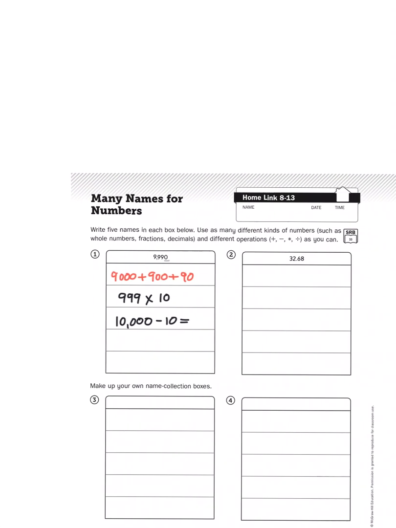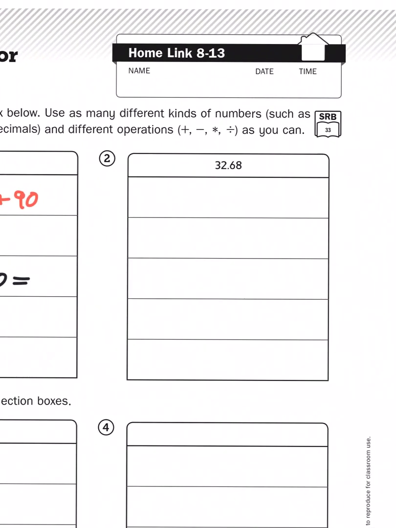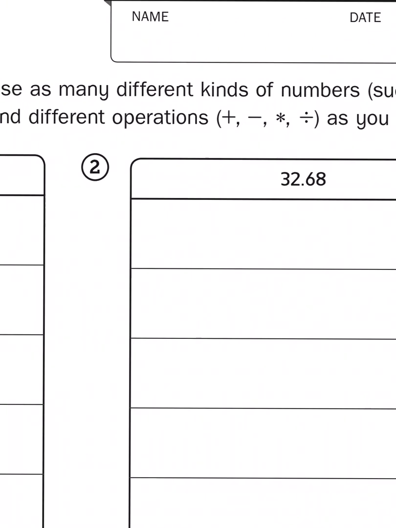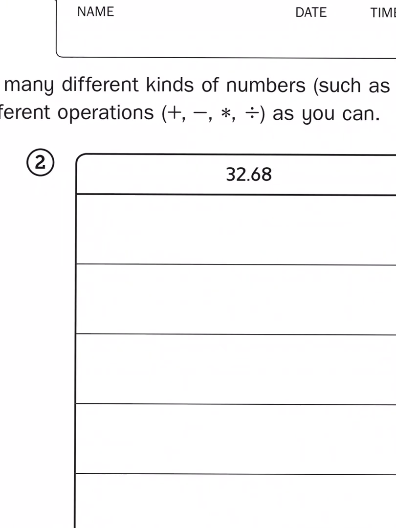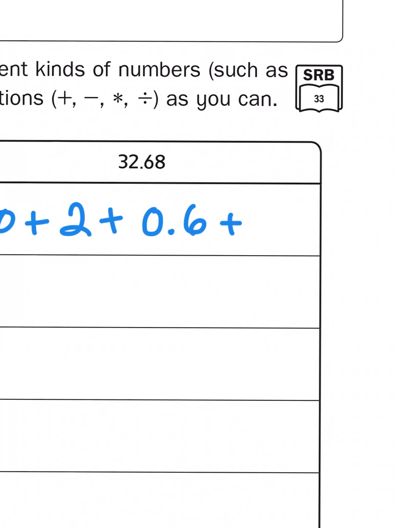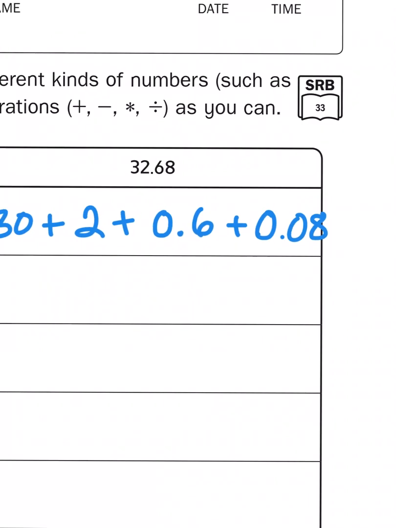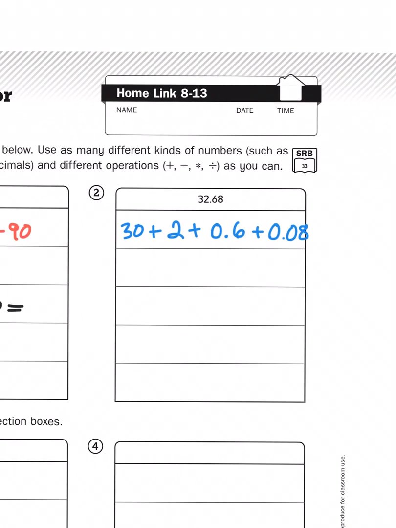Okay, let's take a look at number 2. We have a number here that is in decimal form, 32.68, or 32 and 68 hundredths. Now again, you can approach this by taking it apart by place value. 32 and 68 hundredths is the sum of 30 plus 2 plus 6 tenths plus 8 hundredths. So you can break that apart by separating all the place values.